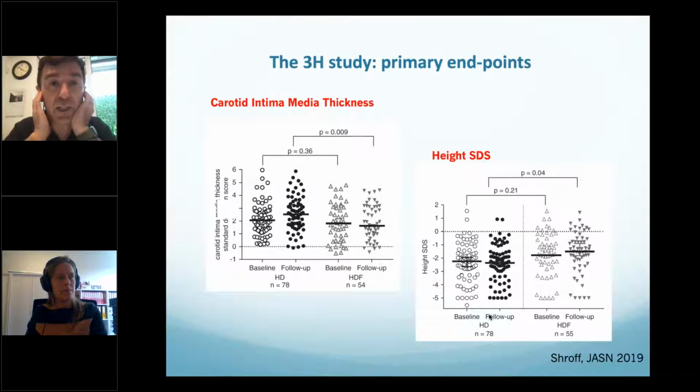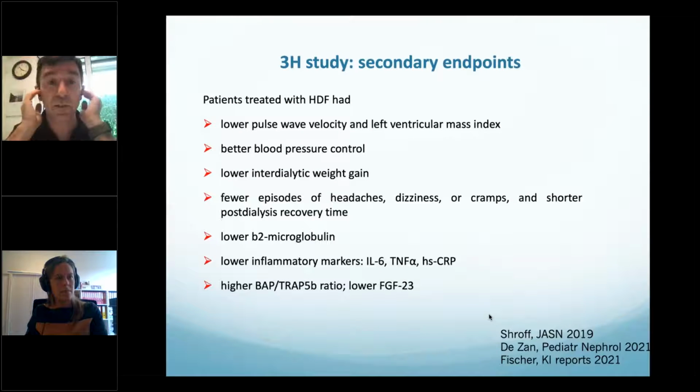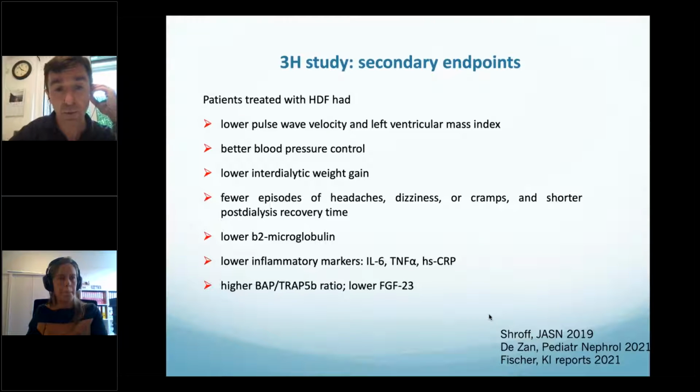And in the same study, HDF was also associated with a lot of other potential advantages, including lower pulse-wave velocity, lower left ventricular mass index, lower blood pressure levels, lower interdialytic weight gain, better dialysis tolerance, lower levels of beta-2 microglobulin, which is a marker of middle molecules, lower inflammatory status, and a more favorable metabolic bone profile. So the take-home message is HDF is now the standard of care for children needing chronic extracorporeal dialysis.